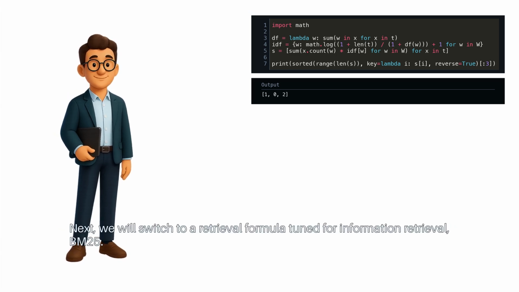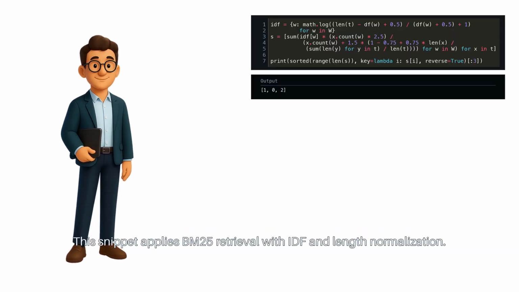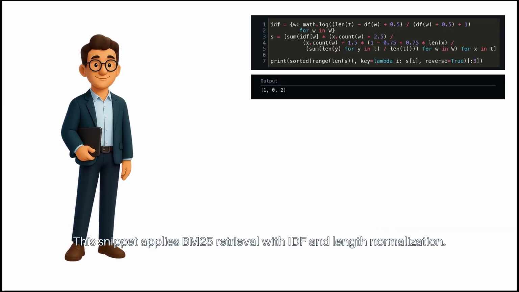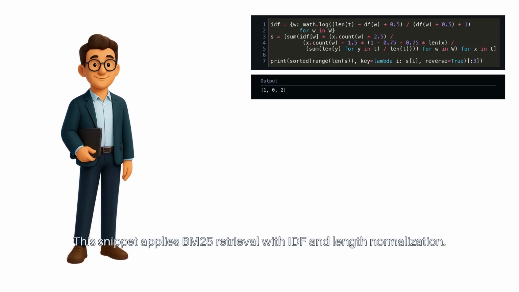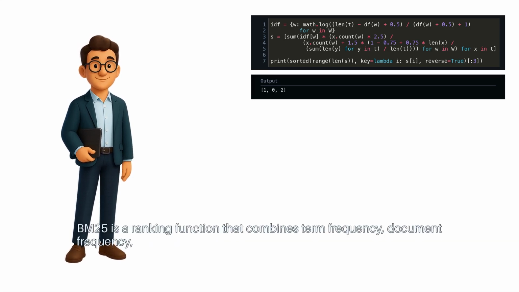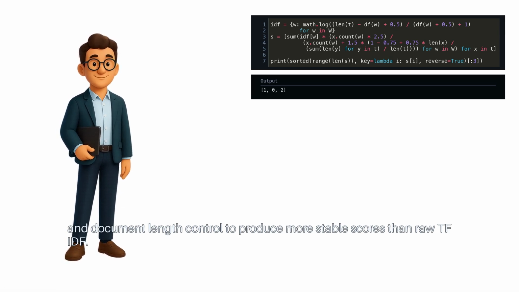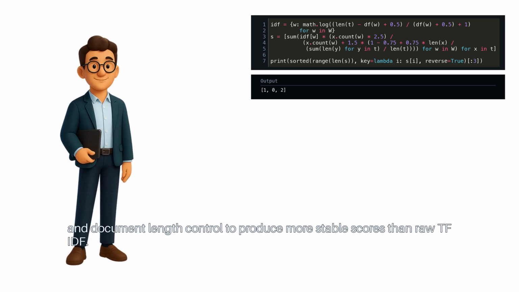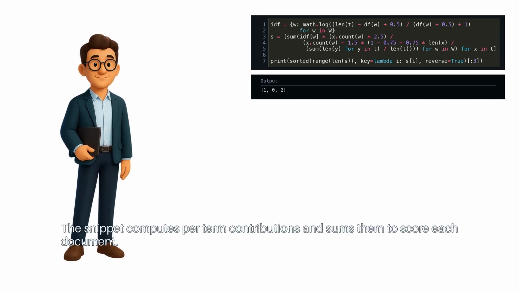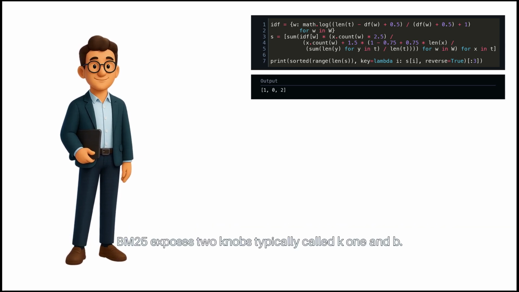Next, we will switch to a retrieval formula tuned for information retrieval, BM25. This snippet applies BM25 retrieval with IDF and length normalization. BM25 is a ranking function that combines term frequency, document frequency, and document length control to produce more stable scores than raw TF-IDF. The snippet computes per term contributions and sums them to score each document.